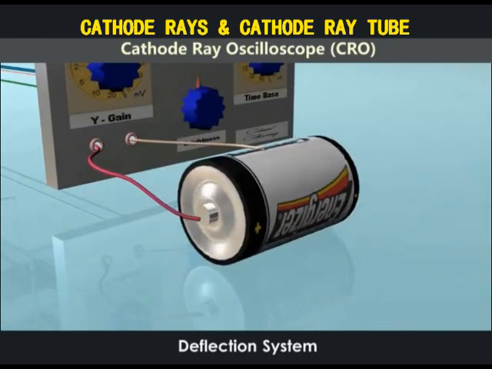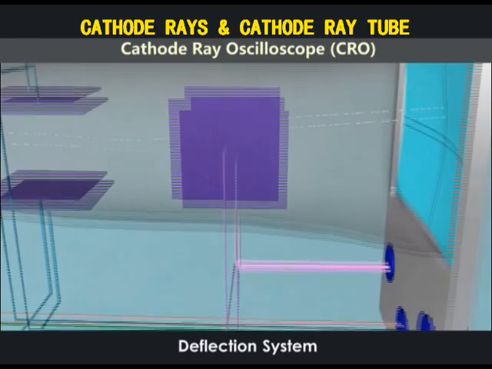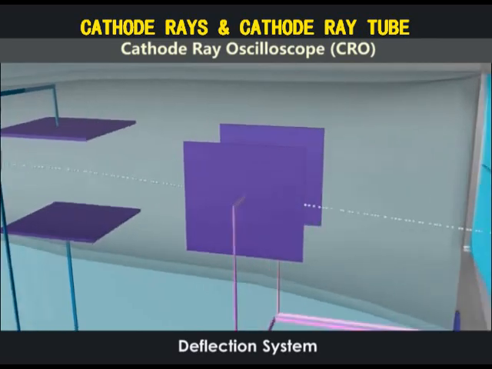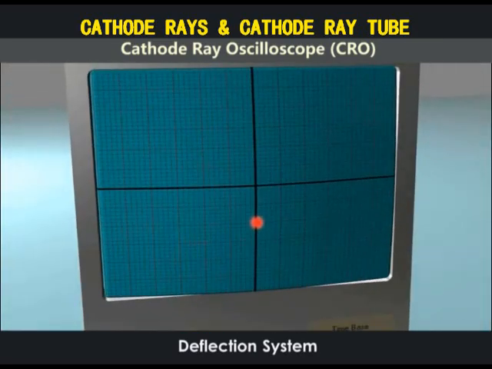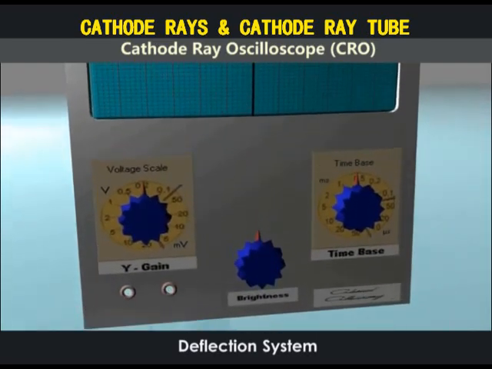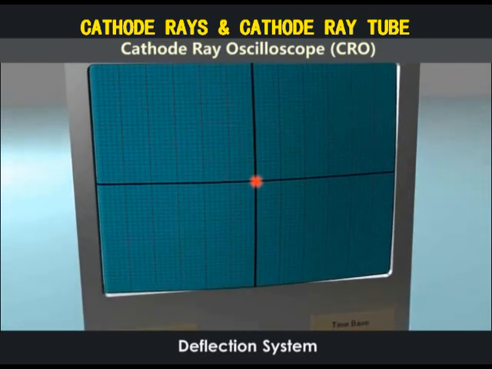And if we reverse the connection of the DC battery, the plates will reverse their potentials and the beam will be deflected downwards. This appears on the screen as a spot that is lower on the screen. But if the battery is removed, the bright spot will be at the center of the screen because there is no deflection.